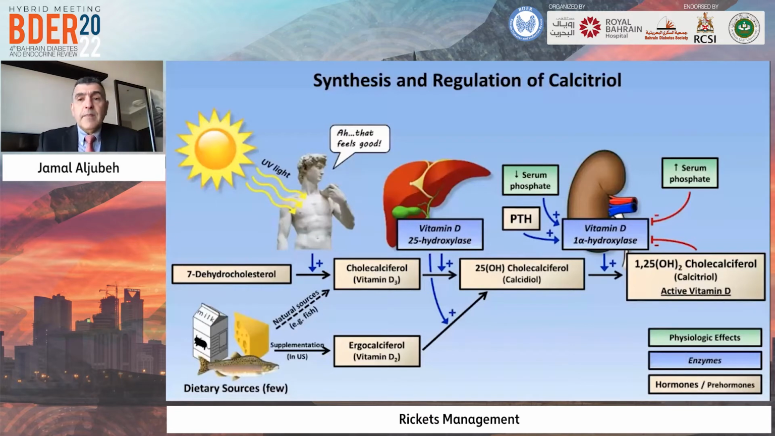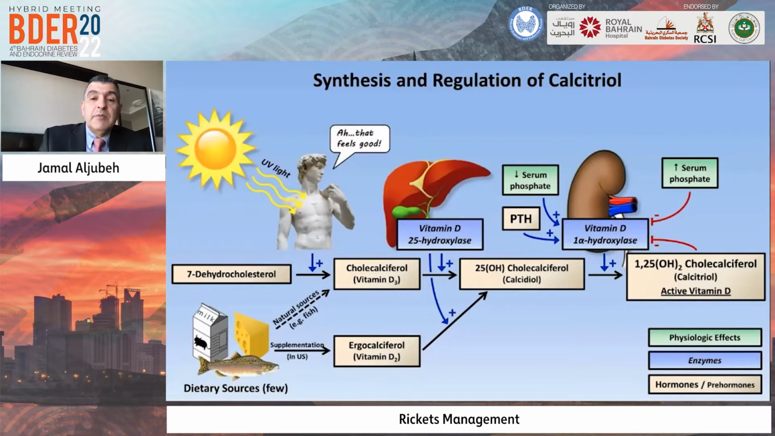So the main source of vitamin D naturally is through synthesis in the skin after exposure to the ultraviolet light. In natural foods, vitamin D is not easily and commonly found. So most of the foods that are rich in vitamin D are foods that are fortified or supplemented with vitamin D, with the exception of fatty fish and fish liver.